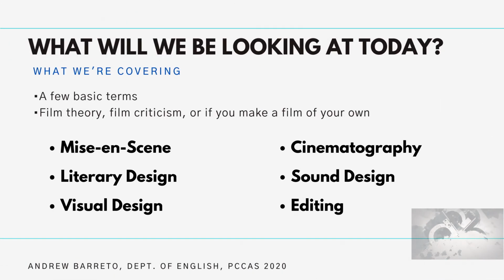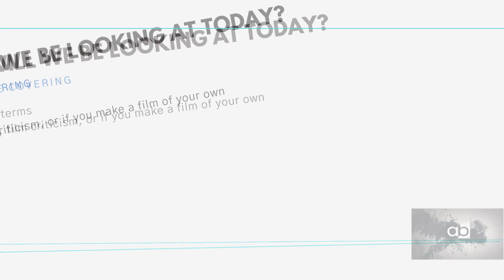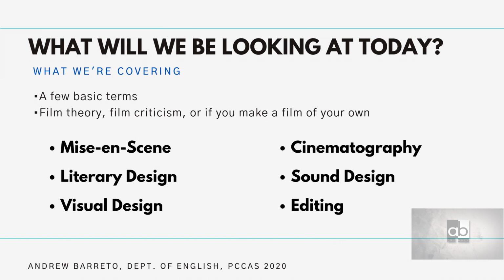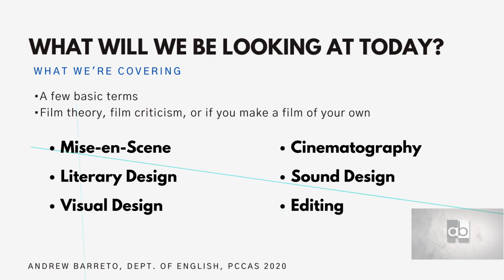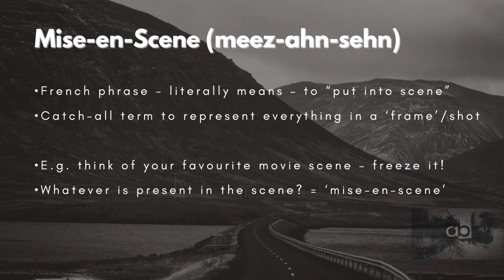Today we will be looking at basic film terminology. We will go through most of the terms that you will come across as you go through film theory, film criticism, or if you decide to make a film of your own, and you should. To make it simpler, I've grouped them under certain headings: mise-en-scene, literary design, visual design, cinematography, sound design, and editing. So let's begin with mise-en-scene.